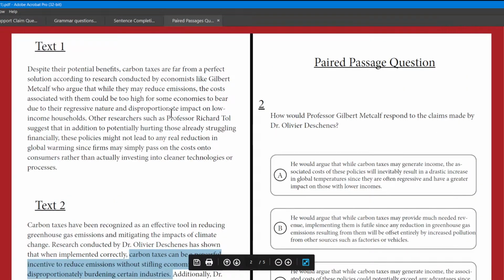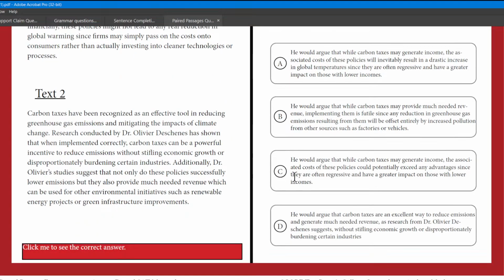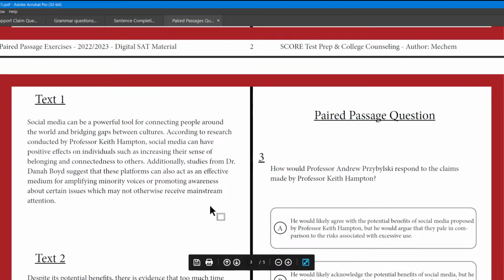All right, and then this guy, let's see, what's the relationship? He seems more negative. Costs could be too high for some economies to bear. All right, it also hits low income households. This is kind of what I'm working with here, this part right here. Y'all are saying C, that while they may generate income, costs could exceed any advantages. Okay, yeah, this says what he said right here. Impact on lower income households, and they're regressive, whatever that means. I'm probably with you guys on C. Yep, looks good to me. All right, you're doing good.